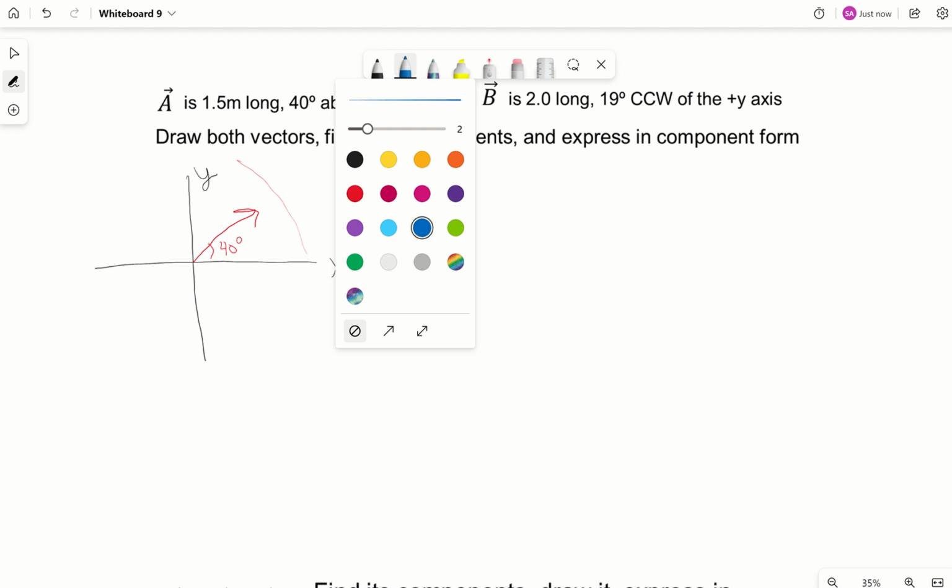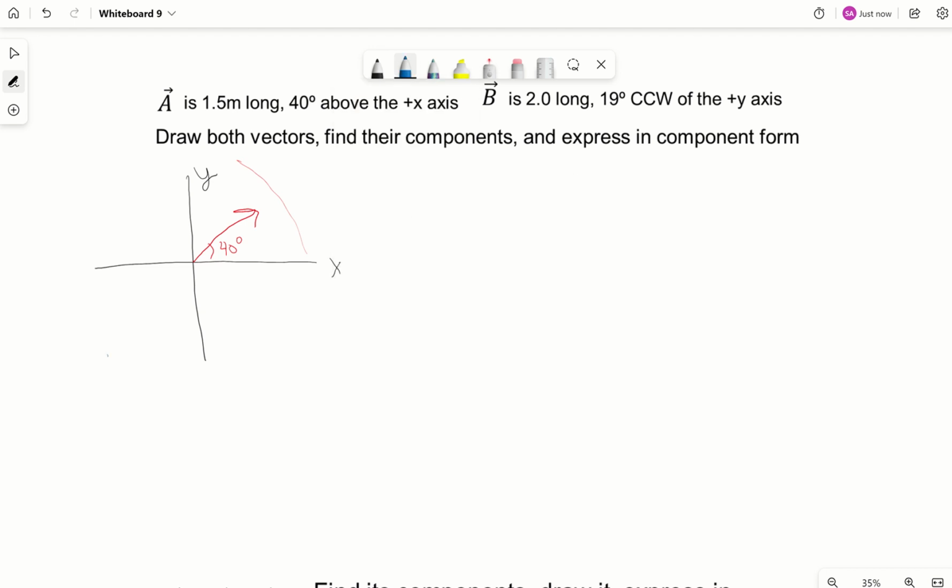Let me draw it in blue. Counterclockwise of the plus y-axis. So the plus y-axis is this vertical axis here. So it's going to be 19 degrees counterclockwise. So clockwise is around towards the plus x. Counterclockwise is towards the minus x direction. And 19 degrees, so I'm going to do something approximately like that. So there's my vector B in blue, and vector A is in red.